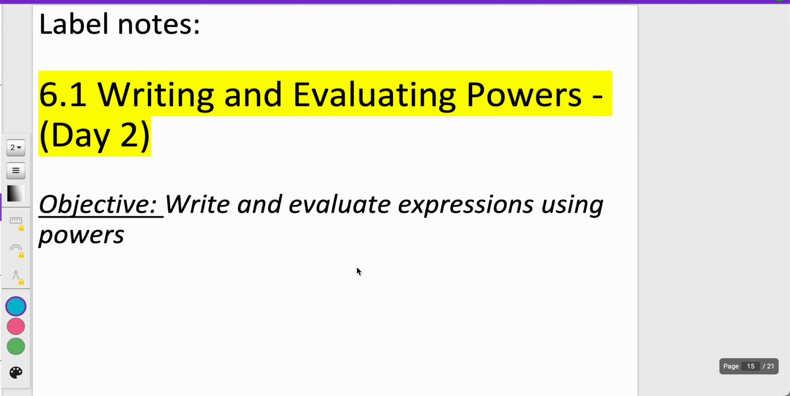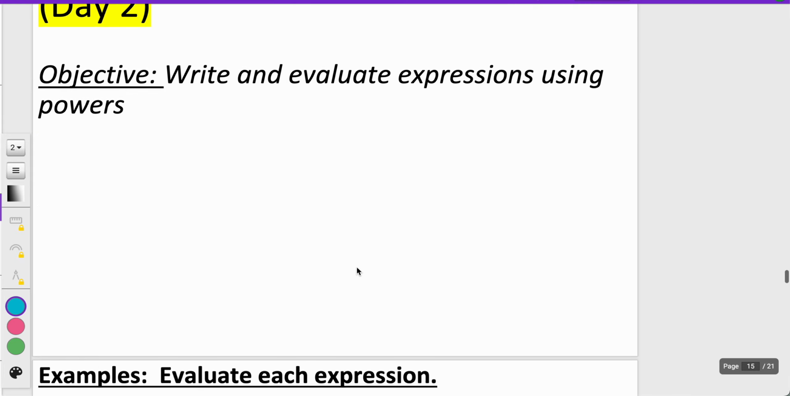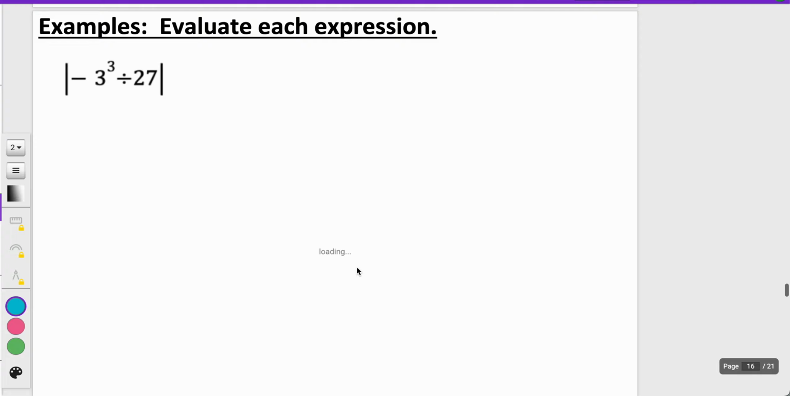We are back looking at Lesson 6.1, Writing and Evaluating Powers, this time talking about Day 2, more so on the evaluating piece. So if you struggled any with that on PEMDAS or just understanding how to evaluate, that's what our main focus will be today. We're just going to go ahead and jump right in.